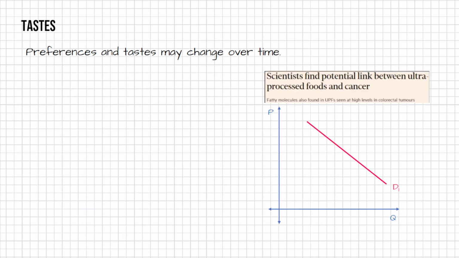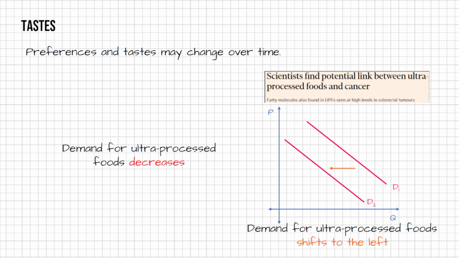Now, let's analyze another example. New studies indicate that ultra-processed food increases the risk of cancer. Will this have a positive or negative effect on the demand for ultra-processed food? It will have a negative effect. Therefore, the demand for ultra-processed food decreases and shifts to the left.